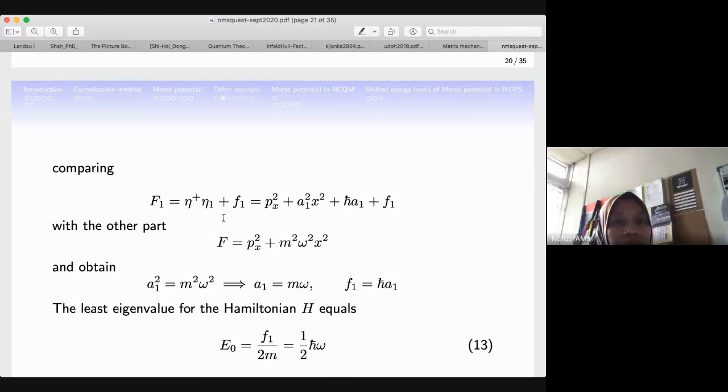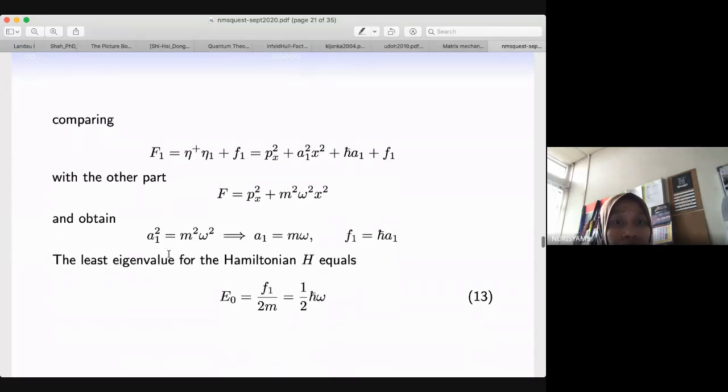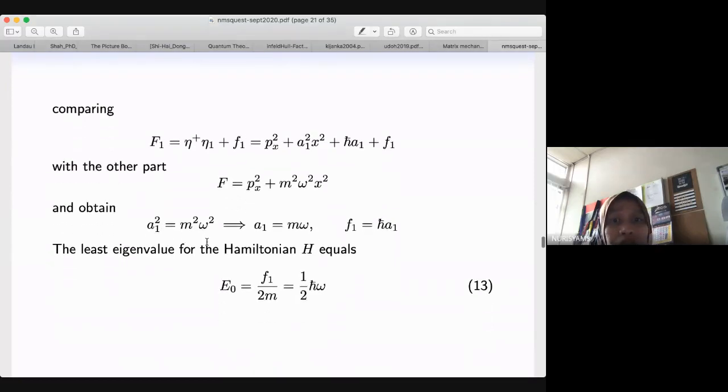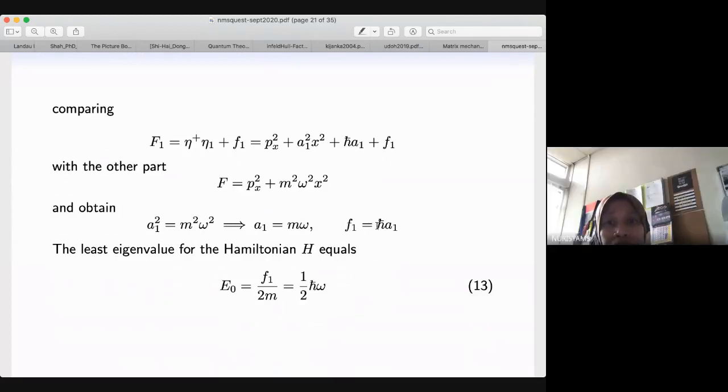So compare this with the other part, comparing like terms again. You see that your a1 squared equals m squared omega squared, and eventually your a1 is m omega. So again, your F1 is actually H bar. This is a tricky part, because actually you have a minus sign there. If you have F1, these two terms must be equal to 0 by right? So you have minus H bar A1 terms.